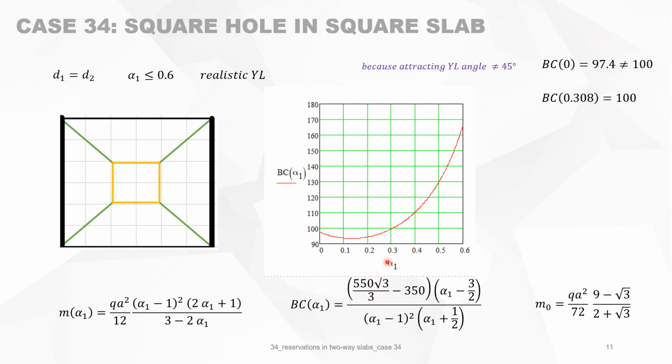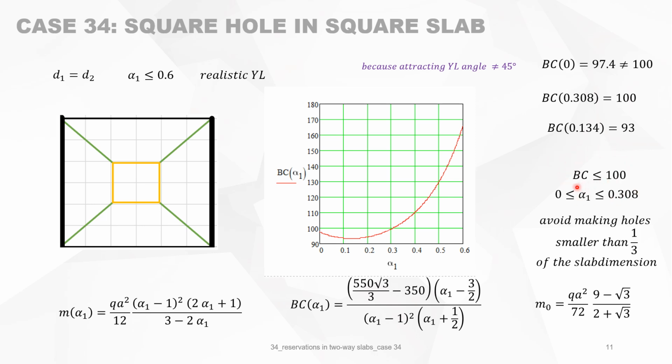The other point that you are interested in is this, where the bearing capacity is 100%. So every reservation bigger than 0.3 times the smaller size leads to no loss of bearing capacity. And every reservation smaller than 0.3 leads to a loss of bearing capacity. So this is a little bit counterintuitive, that the smaller the size of the reservation, the bigger the effect on the bearing capacity. And the maximum loss of bearing capacity is 7% and occurs at alpha 1 equals to 0.13.